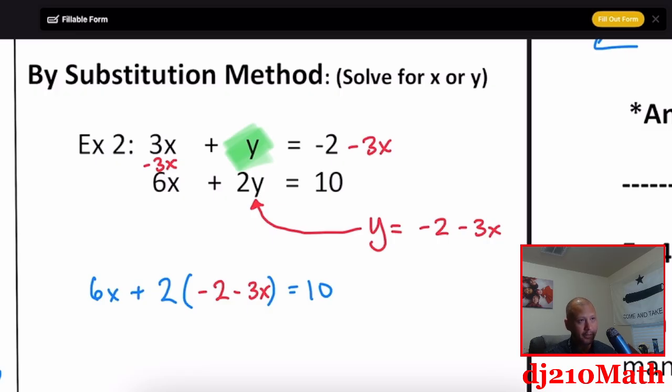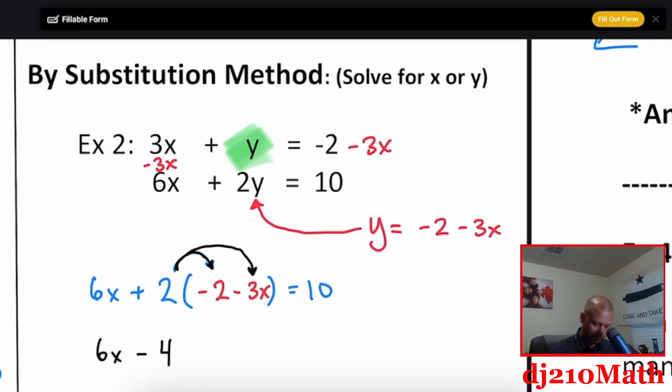Okay, we start simplifying, solving for x. Notice how after the substitution, the y's went away. All we have are x's. That's what we want. So when we distribute, we get 6x plus 2 times negative 2. It's going to be negative 4. You could just say minus 4. That's the same as negative 4.